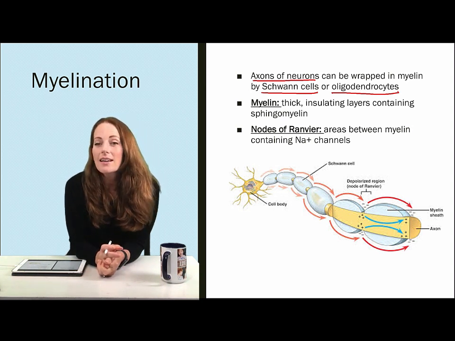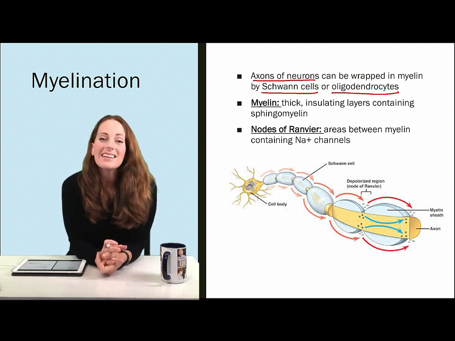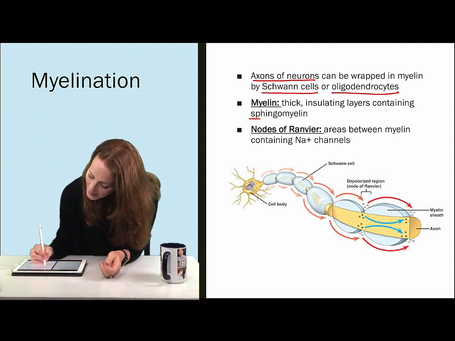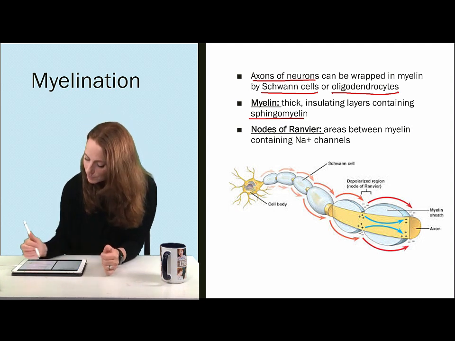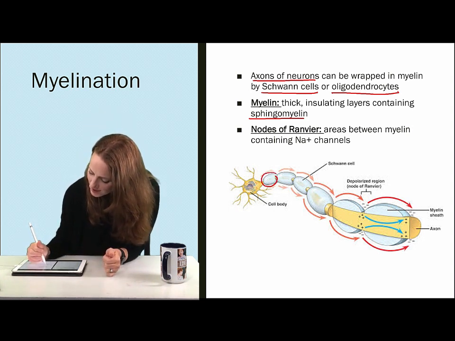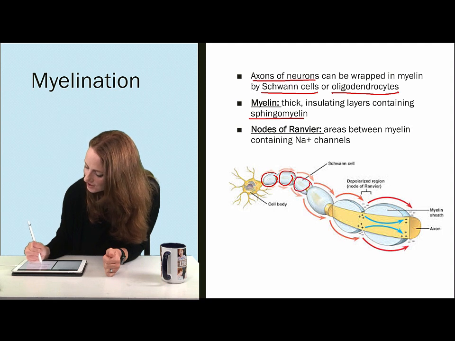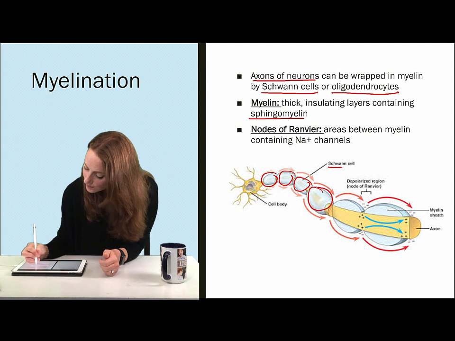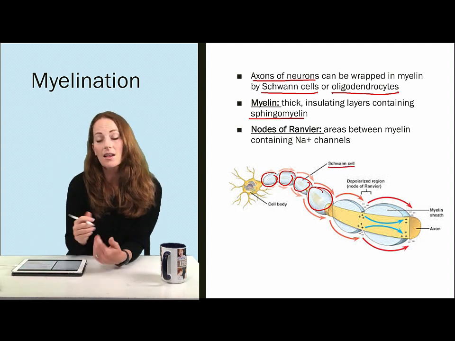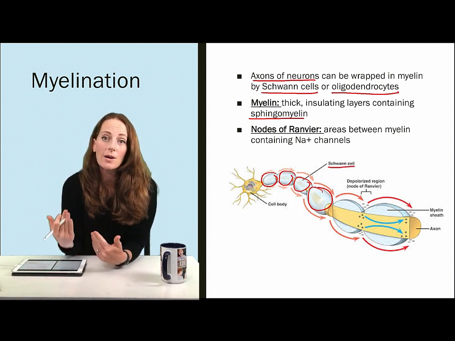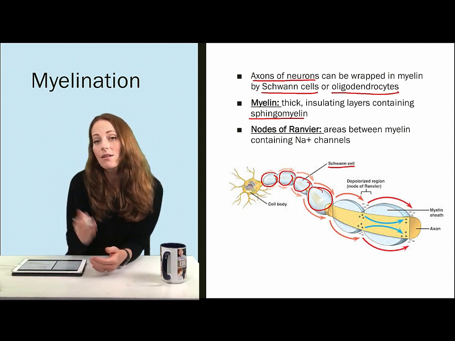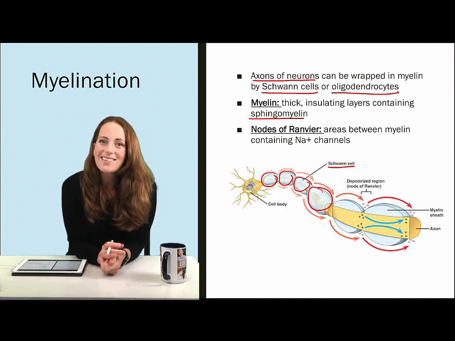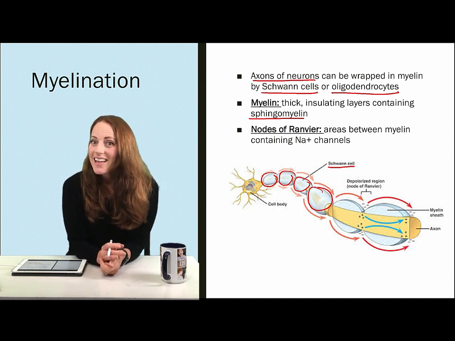Myelin is a thick, insulating layer containing sphingomyelin. That sphingomyelin insulates portions of the axon that's drawn here in this grayish blue color. So here we're looking at a Schwann cell wrapping around the axon of a peripheral motor neuron. They wrap around and create this insulation. You might be thinking insulation, that's supposed to prevent charge from moving, and that's true.